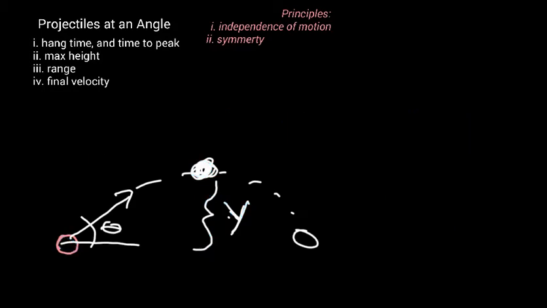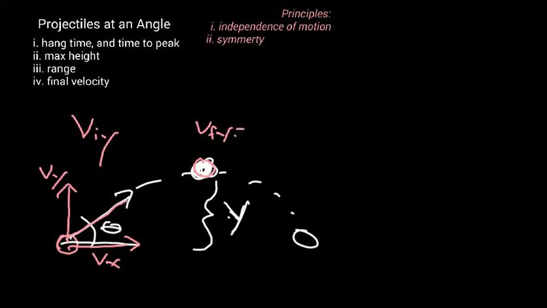Well, how can we go about finding this solution? Well, we know that this initial velocity vector has both a velocity component in the x direction, and it also has a velocity component in the y direction, and that would be its initial velocity in the y direction. And we know that its final velocity in the y direction at the very peak, at the very max height, is 0 meters per second.